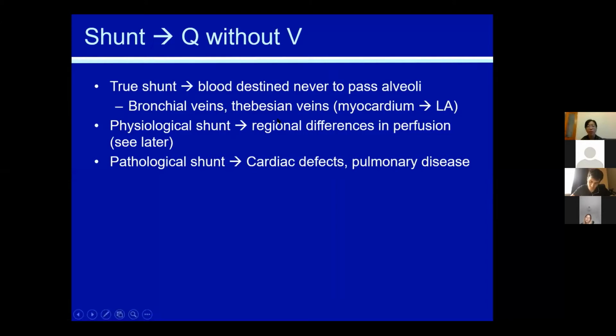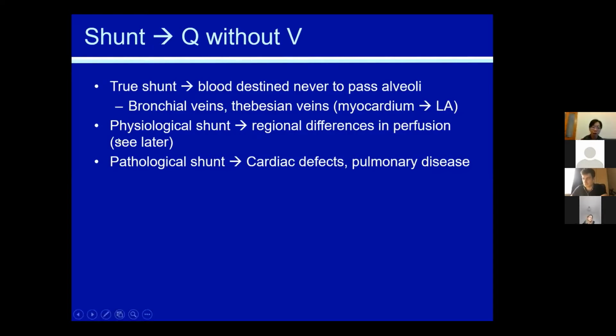The second type are the Thebesian veins, I think that's how you pronounce it. So these are blood vessels that supply the myocardium, but they drain into the left side of the heart instead. So the blood goes to the heart, supplies the heart, goes straight back into the left side of the heart, and therefore doesn't go to the lungs ever. So these two causes will be a bit of shunt. This is the part of the blood that never ever comes into contact with oxygenated gas.